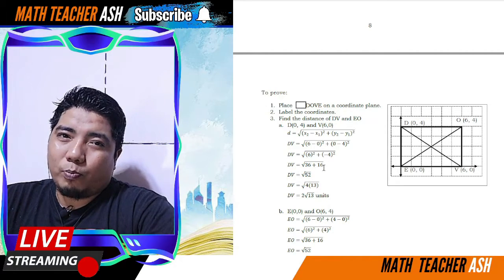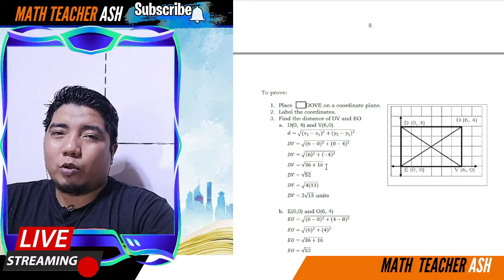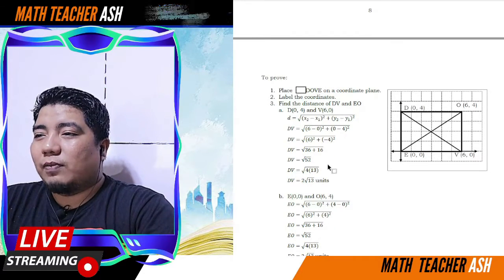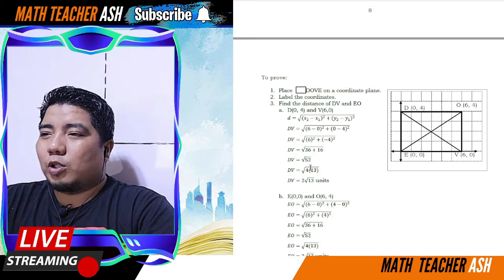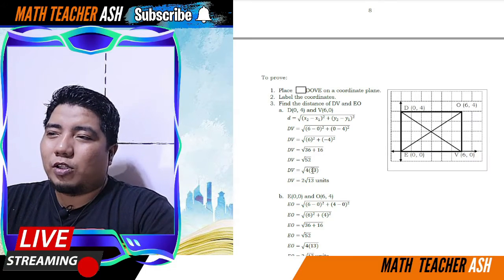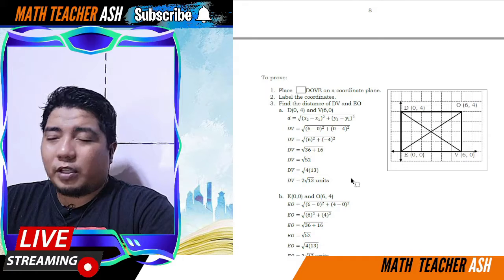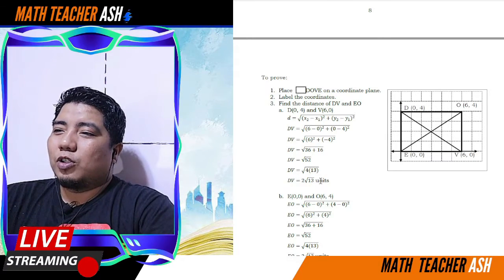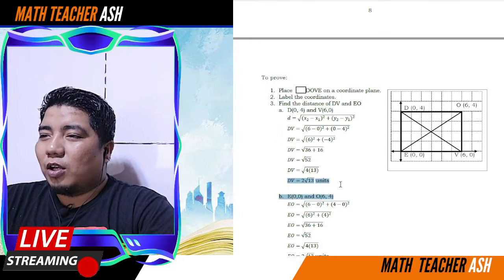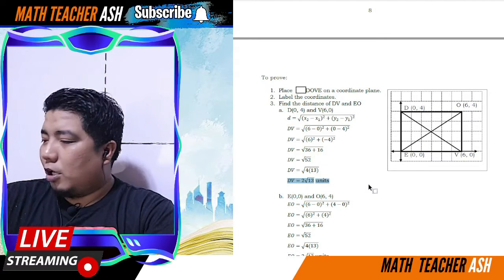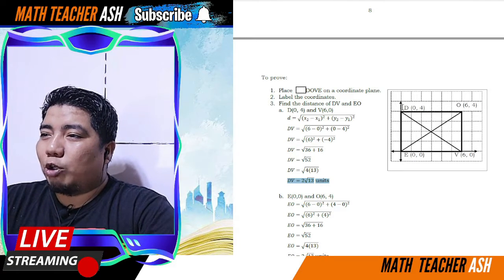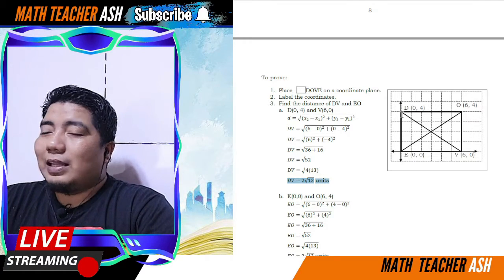Now, if we try to break down 52 into factors in which one is a perfect square, that is 4 and 13. So, the square root of 4 and the square root of 13. The square root of 4 is 2. The square root of 13 has no perfect square factor, so you copy the square root of 13. So you will have a final answer of 2 square root of 13 units. Alright, so it's very easy. That is the distance between D and V.